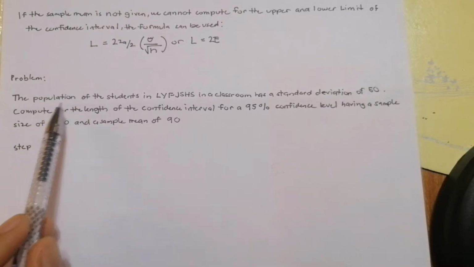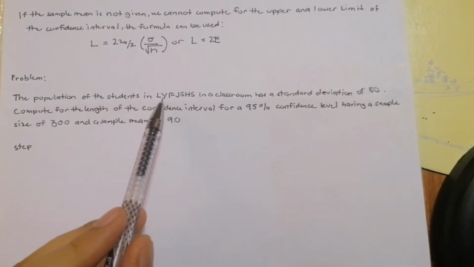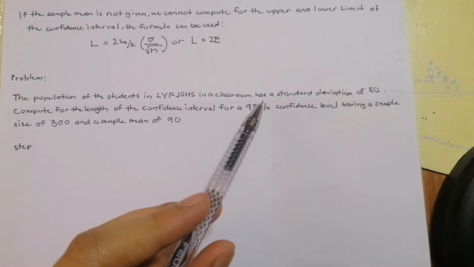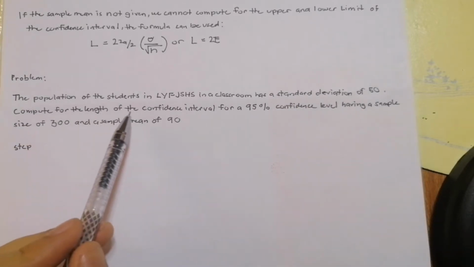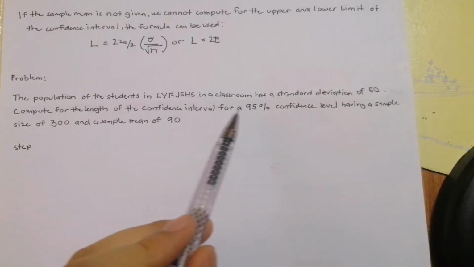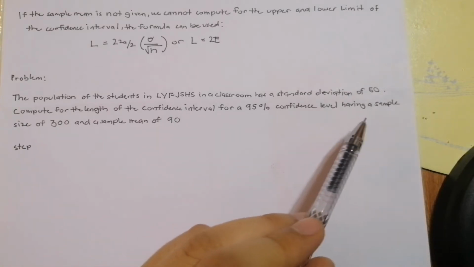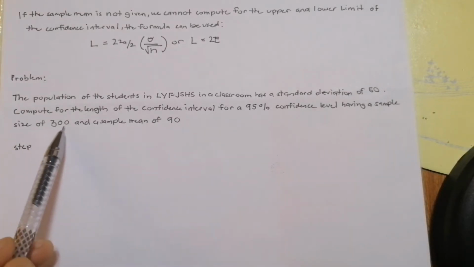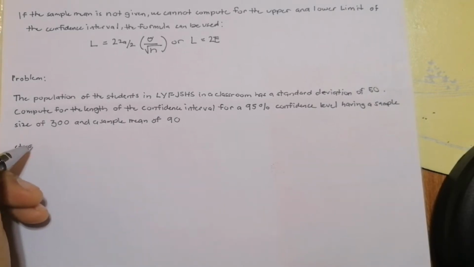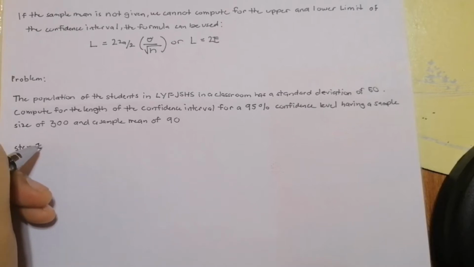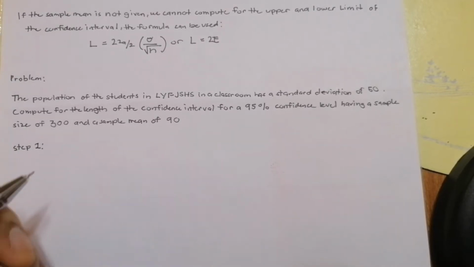The population of students in Luis Ferrer Junior and Senior High School in a classroom has a standard deviation of 50. Compute for the length of the confidence interval for a 95% confidence level having a sample size of 300 and sample mean of 90. For step number 1, we will write the given data.